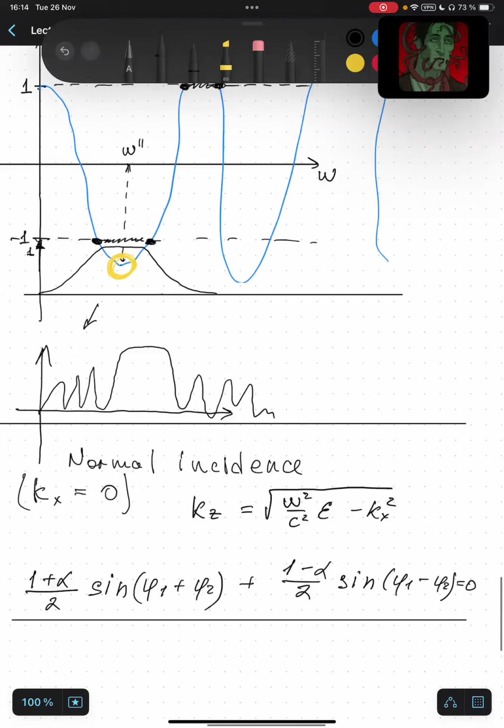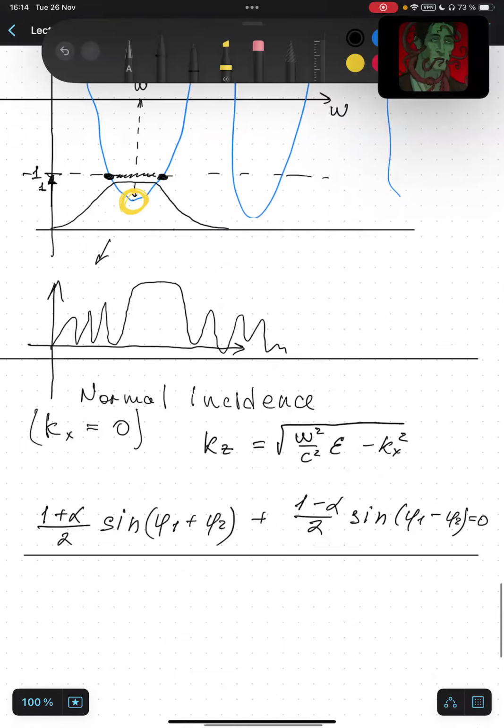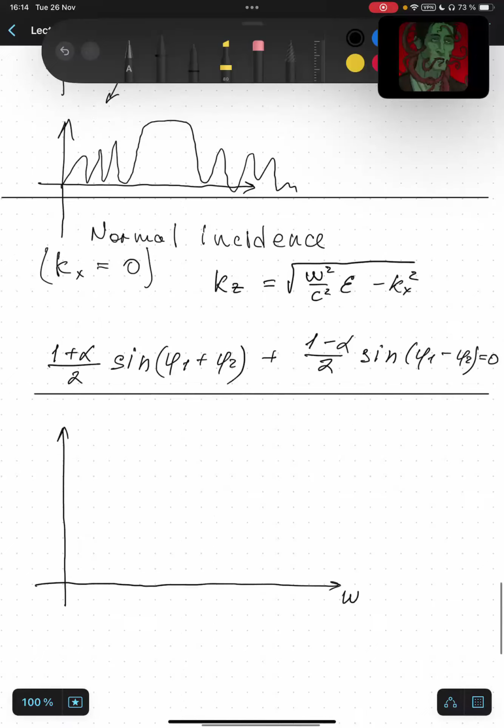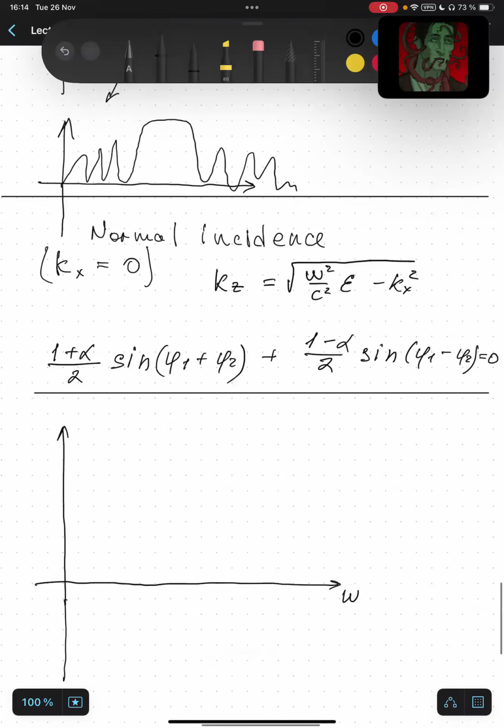Well, also for simplicity, let me redraw it. Omega. So there's -1, 1.